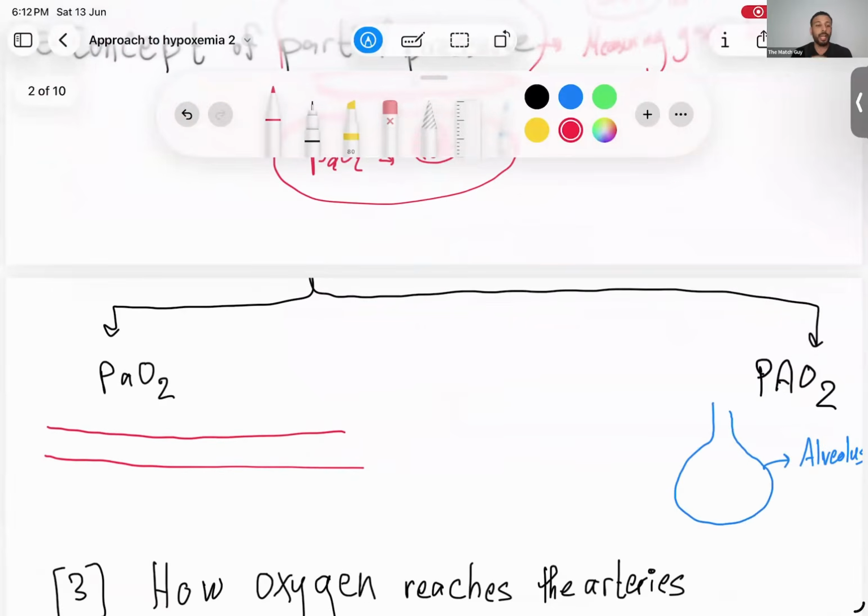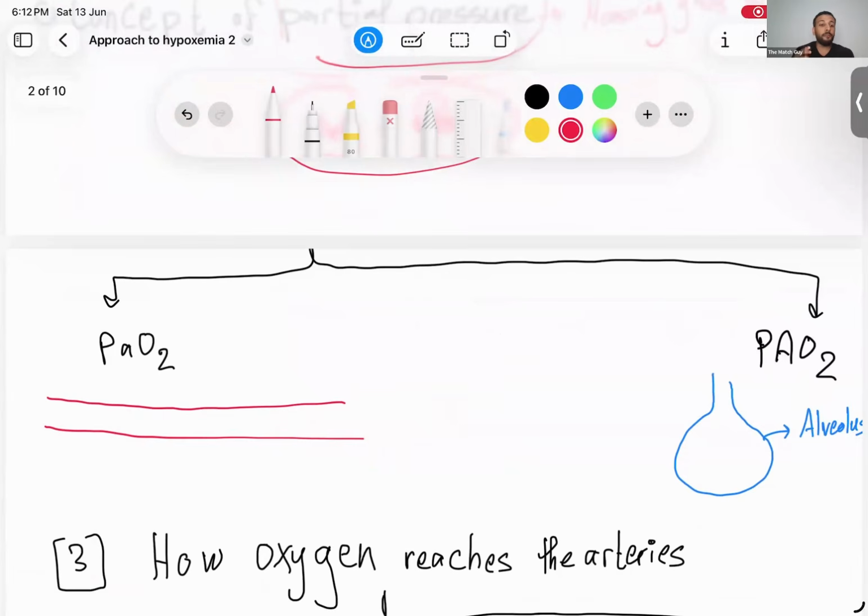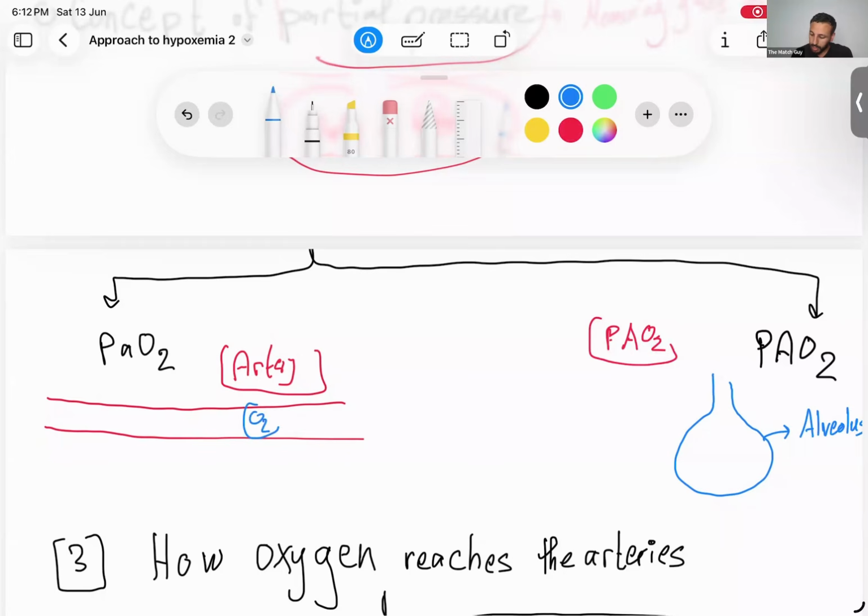Let's go to the next one. Now we need to see the level of oxygen in different areas. We have PaO2, which is the partial pressure in what? In artery. And we have the level of oxygen in the alveoli, the level of oxygen in alveoli, and this is abbreviated by PAO2, with a capital A. So we have oxygen here and we have oxygen here.